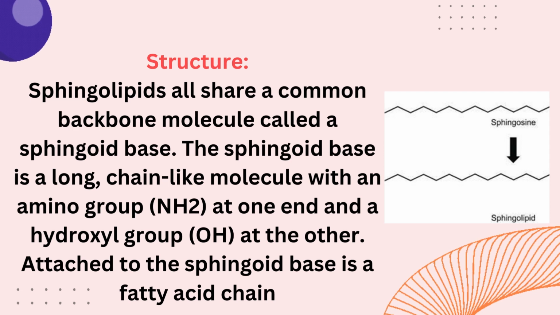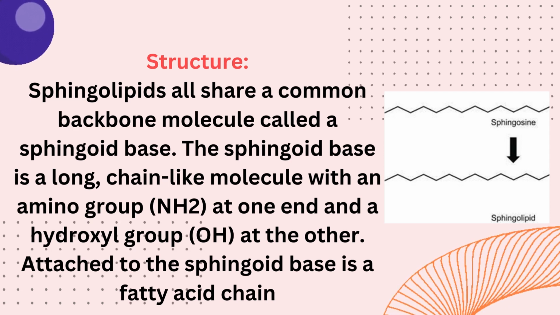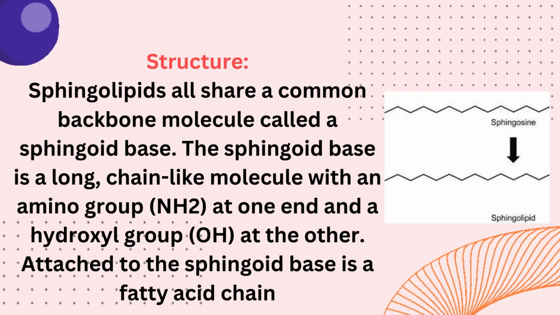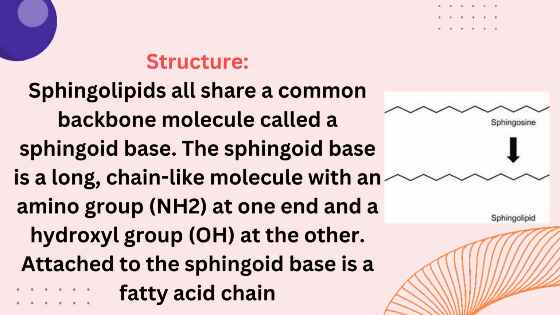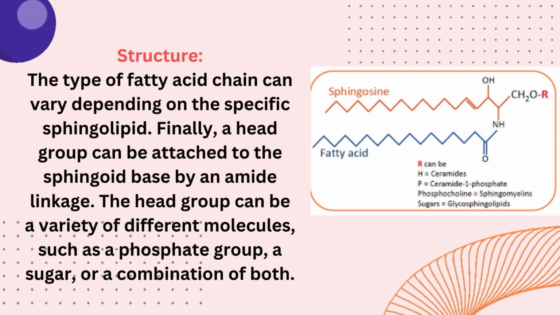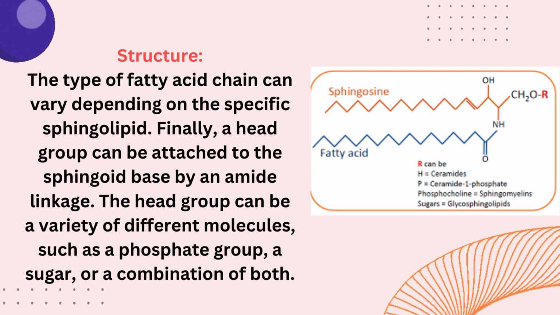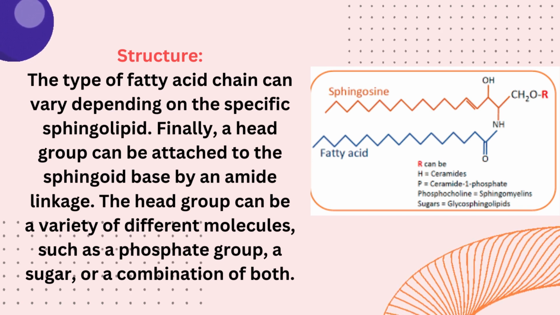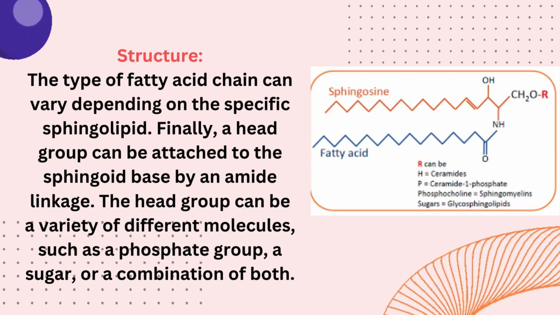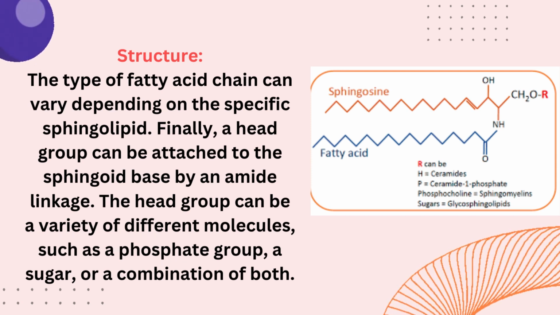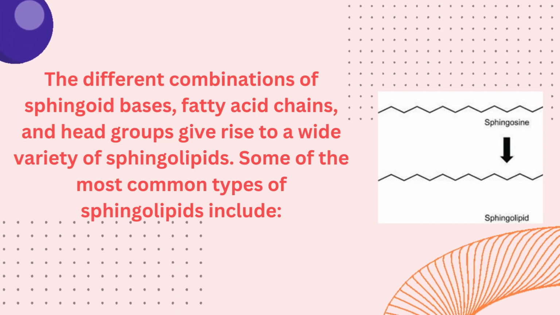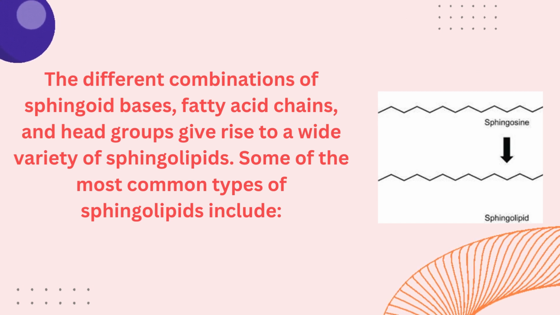The sphingoid base is a long, chain-like molecule with an amino group (NH2) at one end and a hydroxyl group (OH) at the other. Attached to the sphingoid base is a fatty acid chain. The type of fatty acid chain can vary depending on the specific sphingolipid. Finally, a head group can be attached to the sphingoid base by an amide linkage. The head group can be a variety of different molecules, such as a phosphate group, a sugar, or a combination of both.